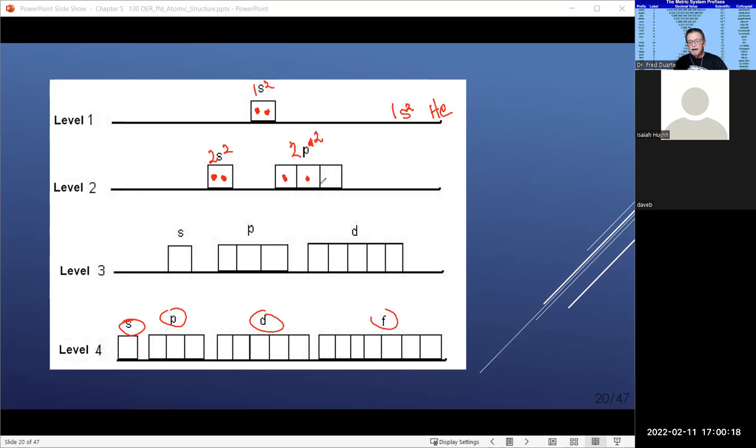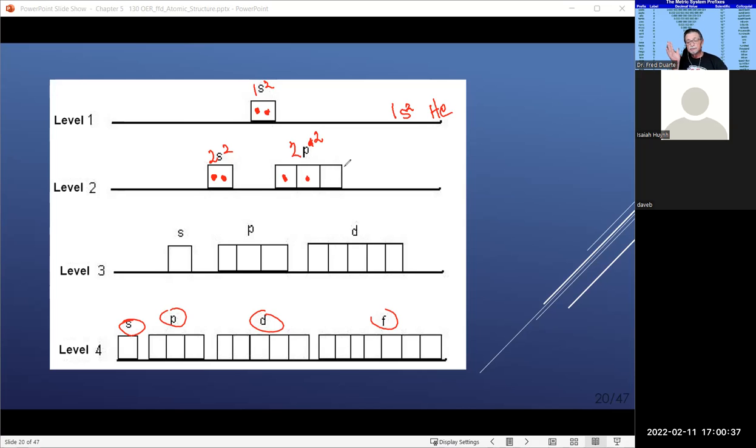Valence electrons are the outermost shell. These dots represent the electrons. Carbon has 6 electrons, but 4 of them are in the valence shell. Of those 4 electrons, 2 of them are in the p orbital and 2 of them are in the s orbital. Okay, so we got carbon.